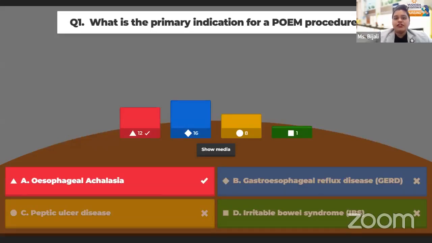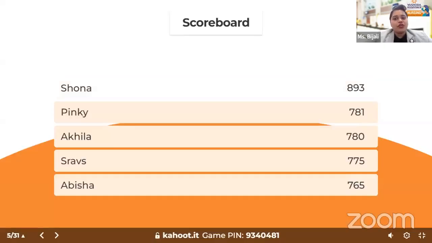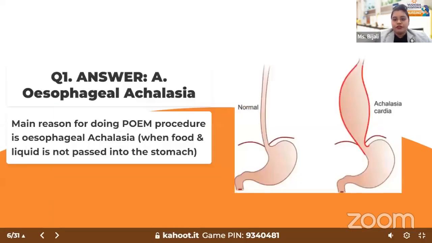So next, see the scoreboard. So here we are having the scoreboard. First on top is Shona. Next we are having Pinky, and next one is Akhila. So we have here the rationale. The main reason for doing the POEM procedure is esophageal achalasia, when food and liquid do not pass into the stomach. So let's begin with the next question.